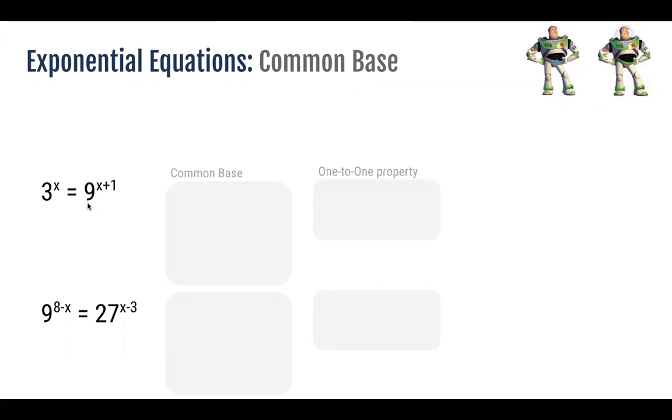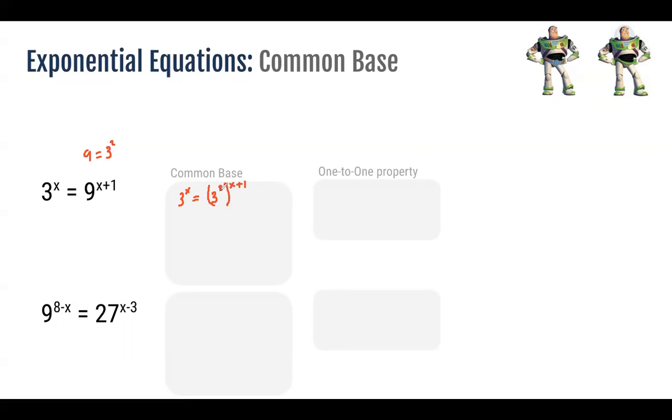So that means that we have to work with that 9. If we have a 9, we want to rewrite that as a base 3 exponential expression. So 9 can be written as 3 squared. That way we will have a base 3 on both sides of the exponential equation, and the equation will turn into 3 raised to the power of x is equal to 3 squared, and that will be raised to the power of x plus 1.